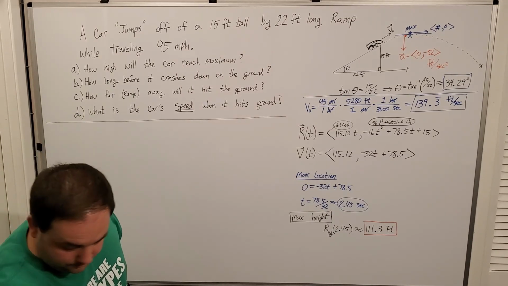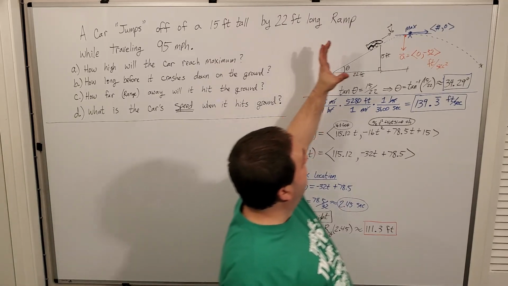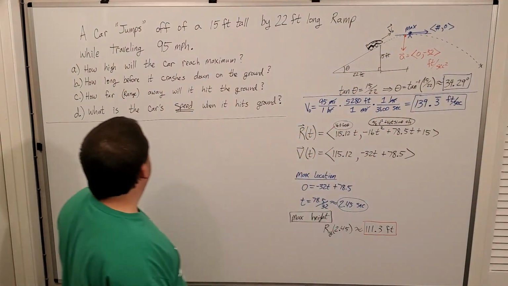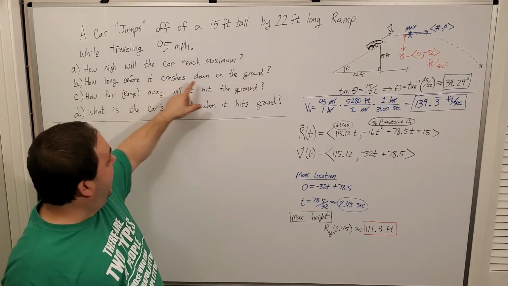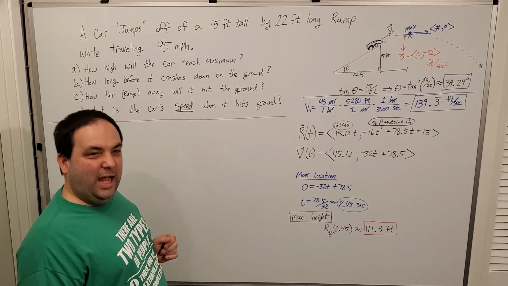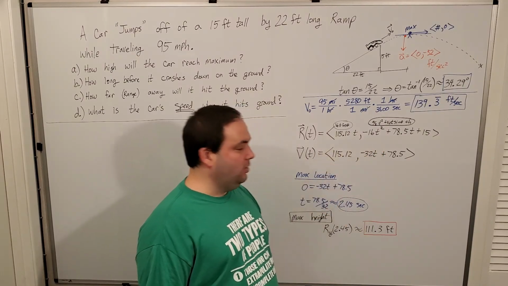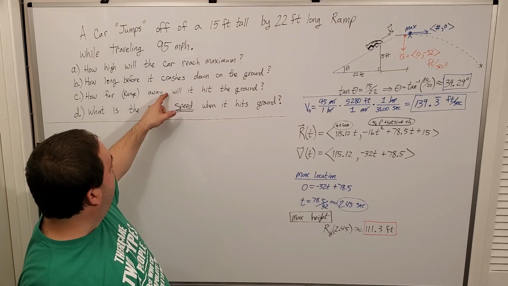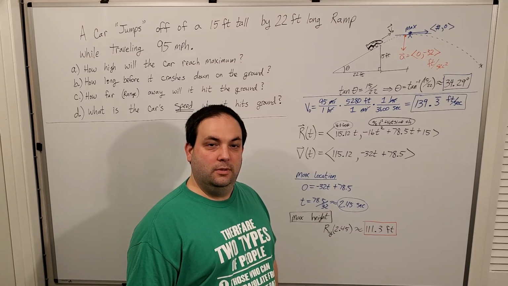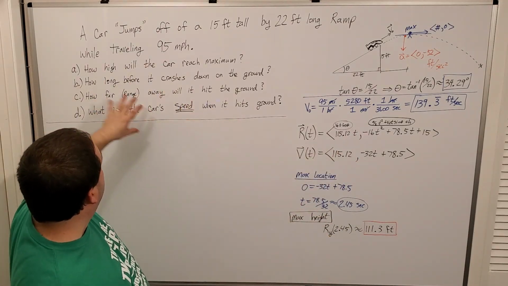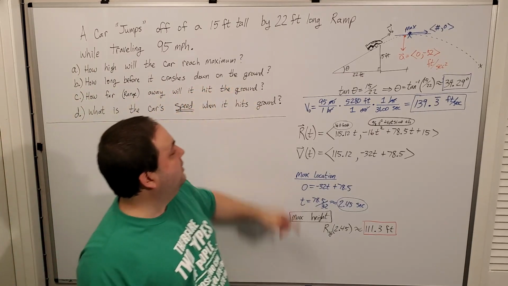Okay, so next, how long before it crashes down on the ground? So how long is it going to take to get from here to here? And to be honest with you, the next two questions are really the more important ones. I would have to answer B whether it was asked or not, because T is controlling this vector function. So really, to find out the answer to any of these things, I need to plug in a T value. So I need to answer B first, and then the other two kind of just follow along after I plug it in.